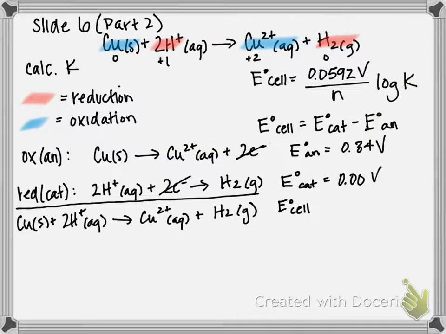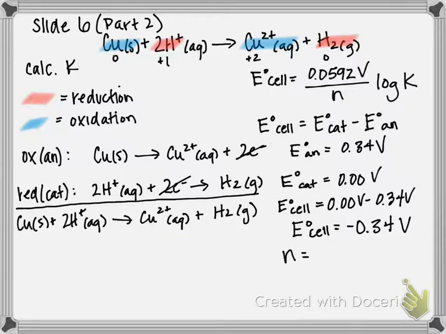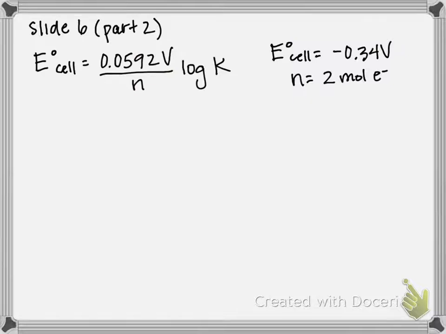Our standard cell potential is going to be our cathode electrode potential minus our anode. So it's going to be 0.00 volts minus 0.34 volts for a standard cell potential of negative 0.34 volts. So we have that value. Now we also need to figure out what N is. Since we transferred 2 electrons, our N, number of moles of electrons transferred, is also 2. Now we have all the values we're going to need to plug into our equation. I'm going to transfer to the next slide. I have everything written, ready to work.